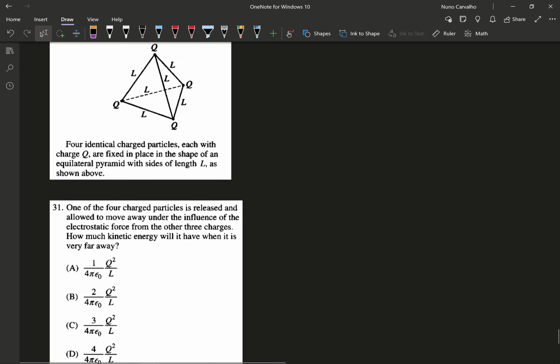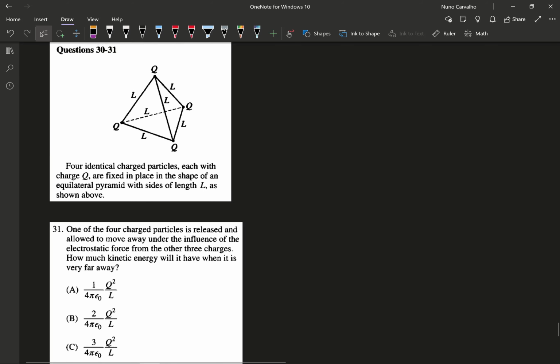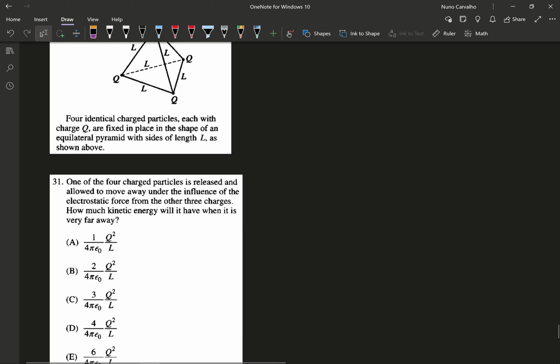Number 31, it's still the same charge distribution from the previous question. We're asked, one of the 4 charged particles is released and allowed to move away under the influence of the electrostatic force from the other 3 charges. How much kinetic energy will it have when it is very far away?